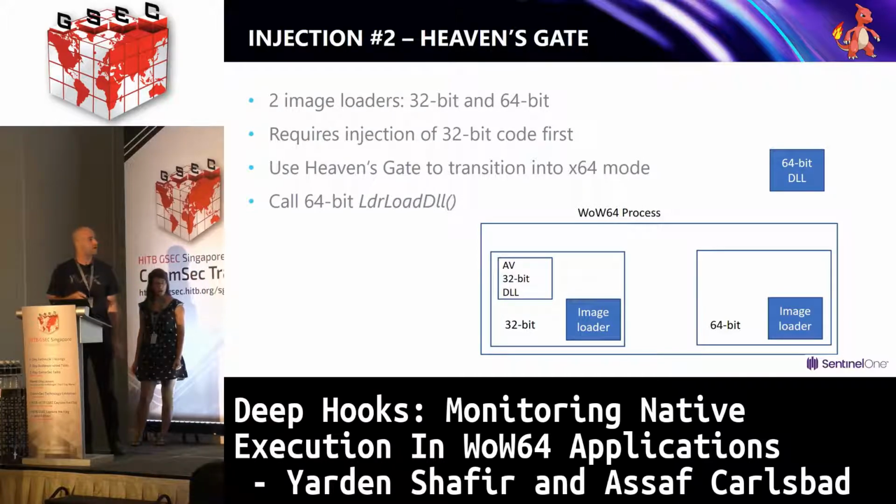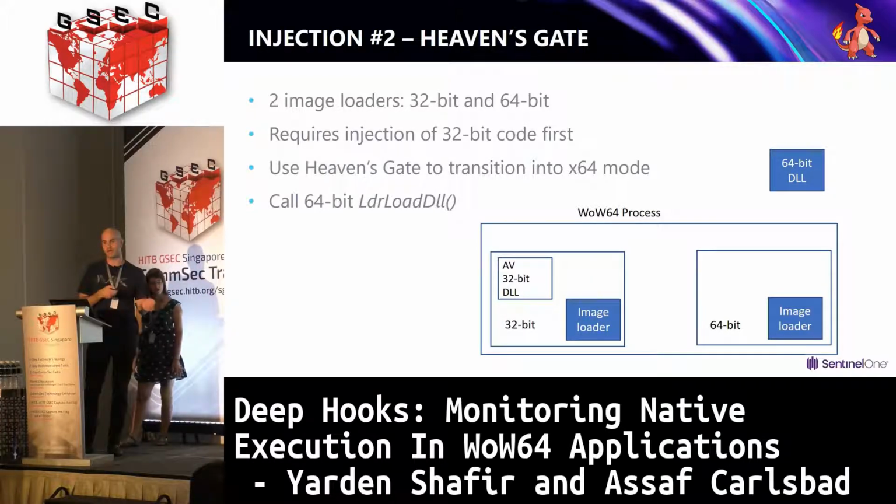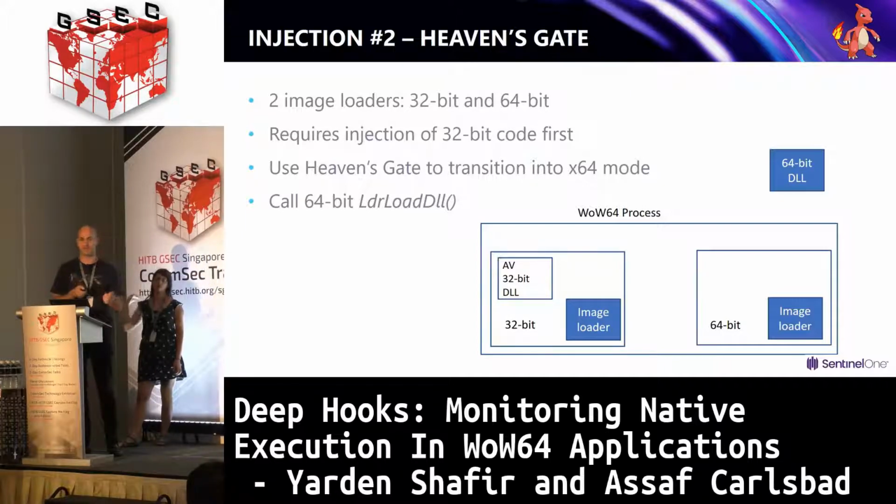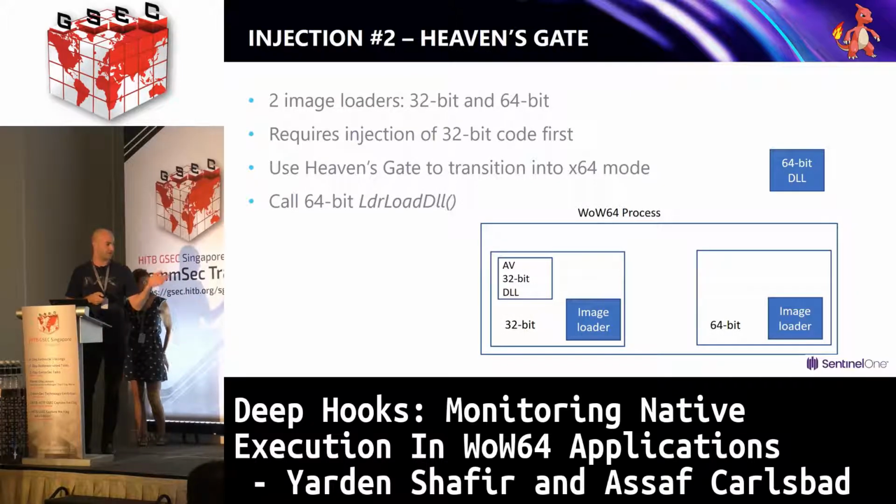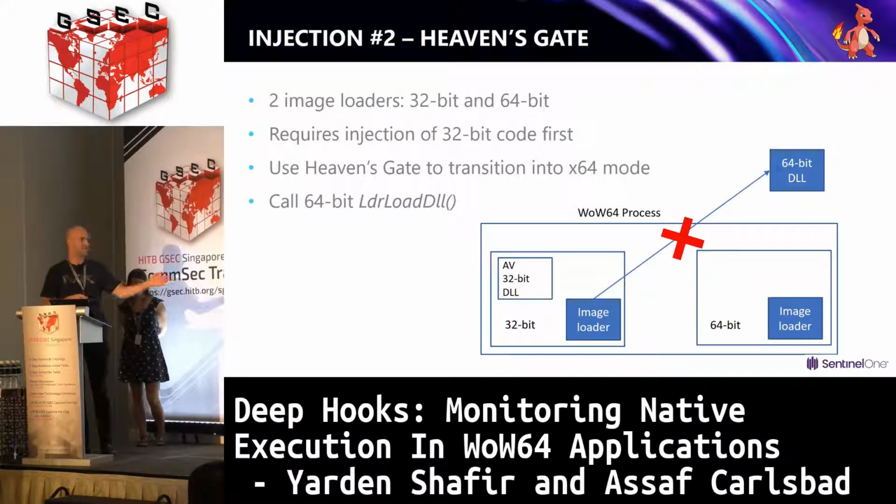Now, for the sake of argument, let's assume that I already have 32-bit code running inside the target WoW64 process. Again, if we're talking about a security product such as an AV, this is a valid assumption which usually holds. So this 32-bit code can normally only access the 32-bit image loader, which isn't really getting me anywhere because I can't use this loader to load my desired 64-bit payload.